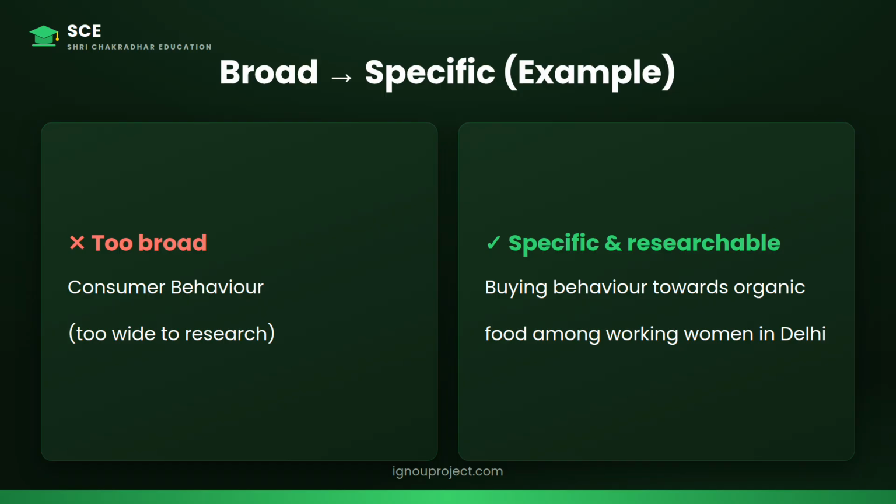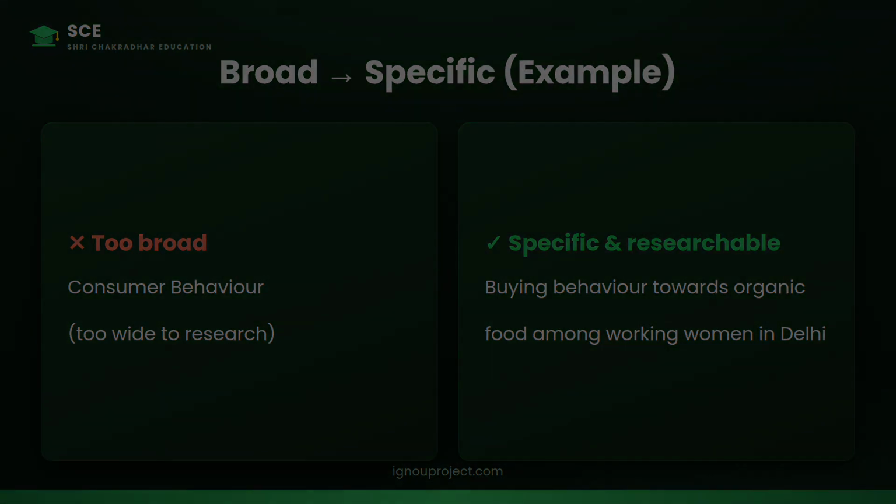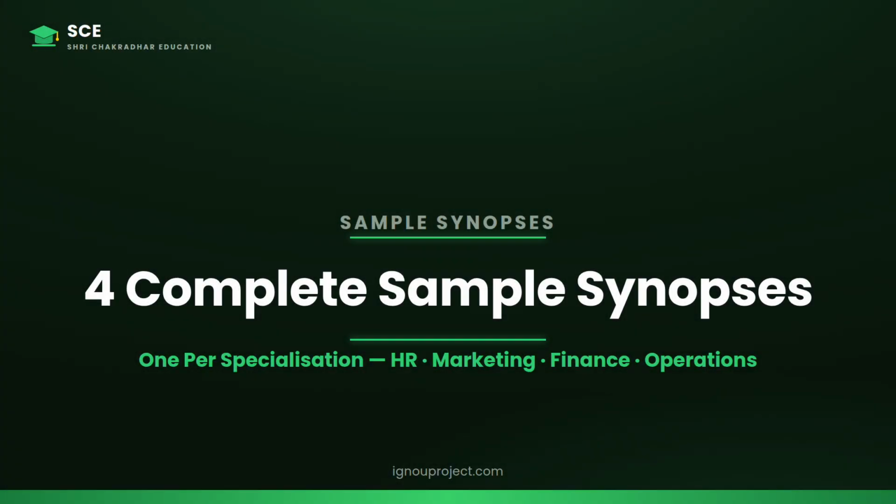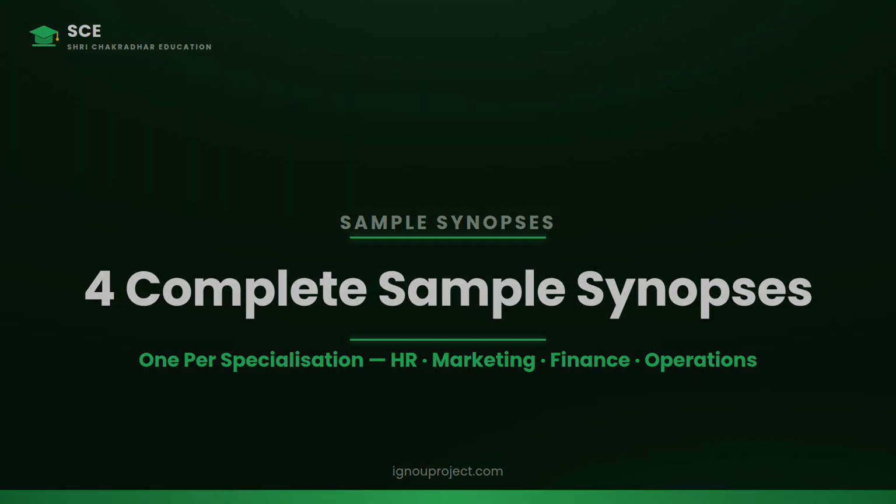Now that you know how to build the format and choose a topic, let's make all of this concrete. In the next 4 sections, I will give you 4 complete sample synopses, one each for human resource, marketing, finance, and operations, fully worked out so you can model your own synopsis on the one that matches your stream. We begin with human resource.